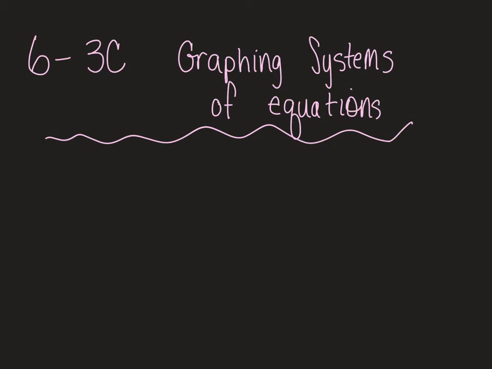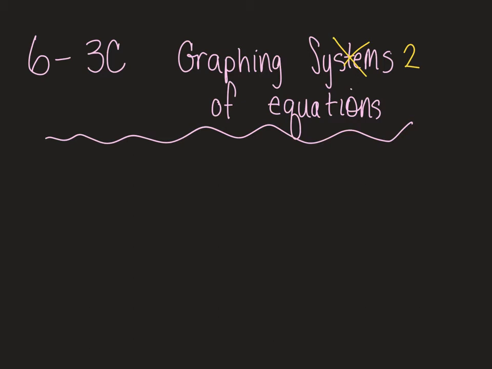Today's video is Chapter 6, Lesson 3C. We're going to graph systems of equations, which just means we're going to graph more than one equation. Well, it really just means, I was going to say more than one, but it doesn't even mean that. It means we're going to graph two. I don't know why the math book can't just say it. We're graphing two equations. We're going to put them on the same coordinate plane.